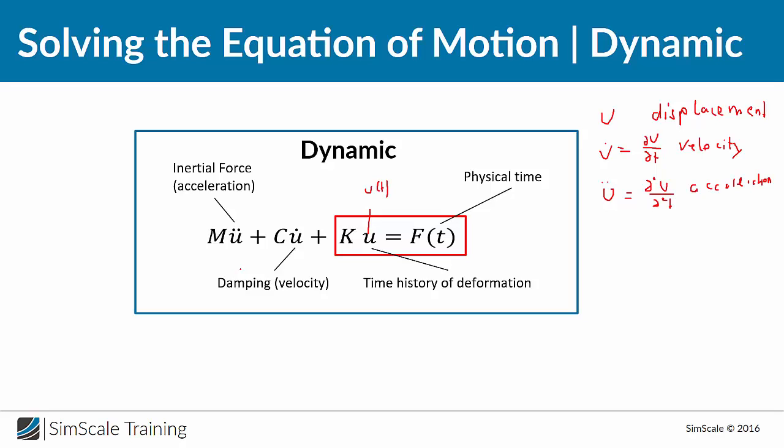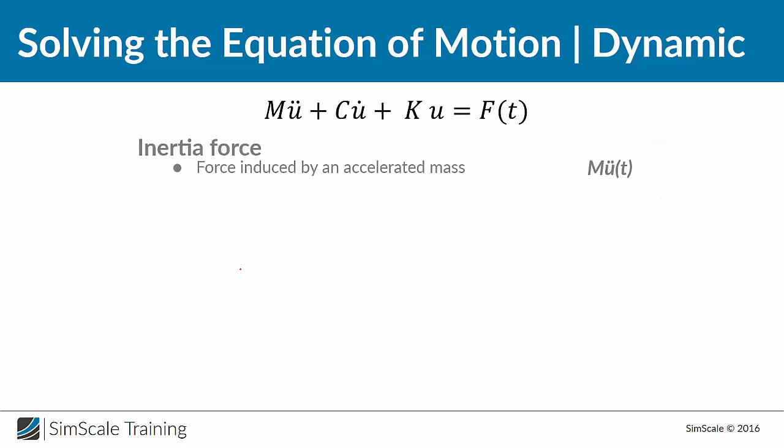And what you can see in this red box is our static equation, and everything else we have to add for a dynamic motion. Let's take a look at the different components we have. As I mentioned, we have the inertia force, which is induced by the accelerated mass of the system, the product of m and u double point from time.